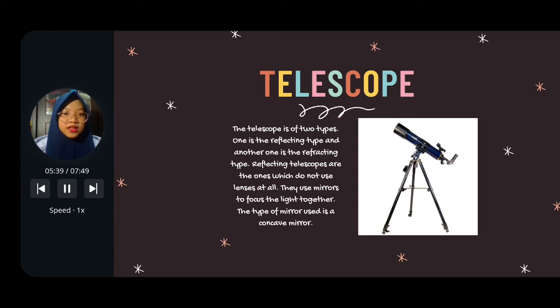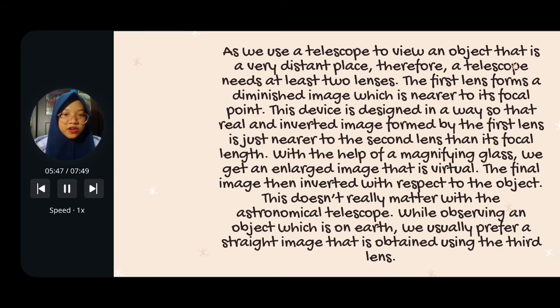The reflecting telescopes are the ones which do not use lenses at all. They use mirrors to focus the light together. The type of mirror used is a concave mirror. As we use a telescope to view an object that is at a very distant place, the telescope needs at least two lenses. The first lens forms a diminished image which is near its focal point. This device is designed in a way so that the real and inverted image formed by the first lens is just nearer to the second lens than its focal length.